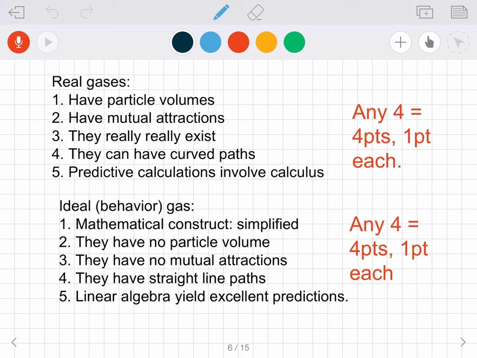So in an ideal gas, do understand what we've done is we've simplified the model. We're going to eliminate some things that make the calculations complex, and we're going to stick with linear algebra. So we're going to neglect that the particles have different sizes from each other, and we're going to neglect the fact that the particles do attract each other to some extent, and we're going to pretend that the particles are always moving in a straight line path.